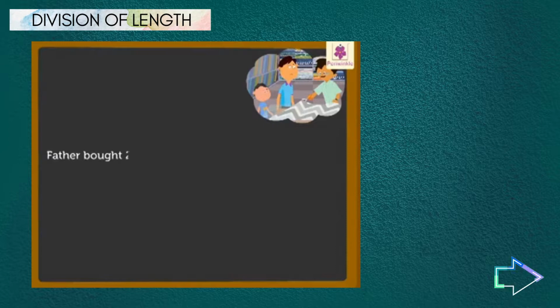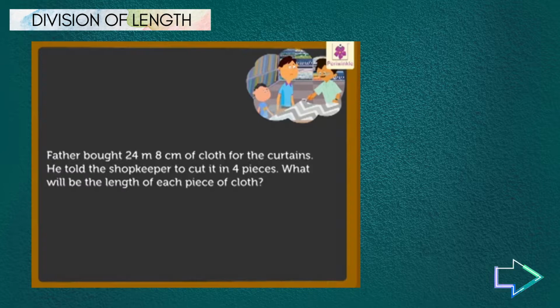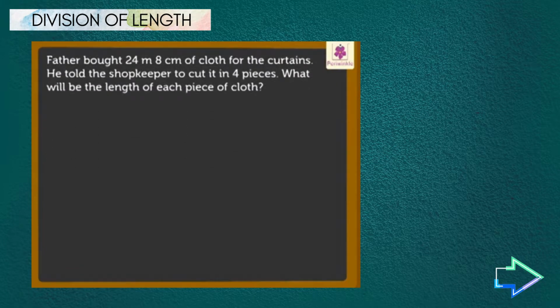Father bought 24 meters 8 centimeters of cloth for the curtains. He told the shopkeeper to cut it in 4 pieces. What will be the length of each piece of cloth? Here too, we divide 24 meters 8 centimeters by 4 to get the answer like this.